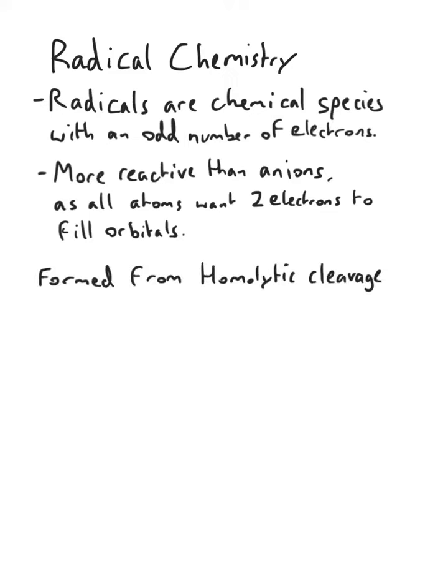Radicals are formed by homolytic cleavage, which is when a covalent bond splits apart, sharing 1 electron with each atom involved. This is not energetically favorable, so usually you require high amounts of energy for radicals to form. This is often shown as light or heat energy.